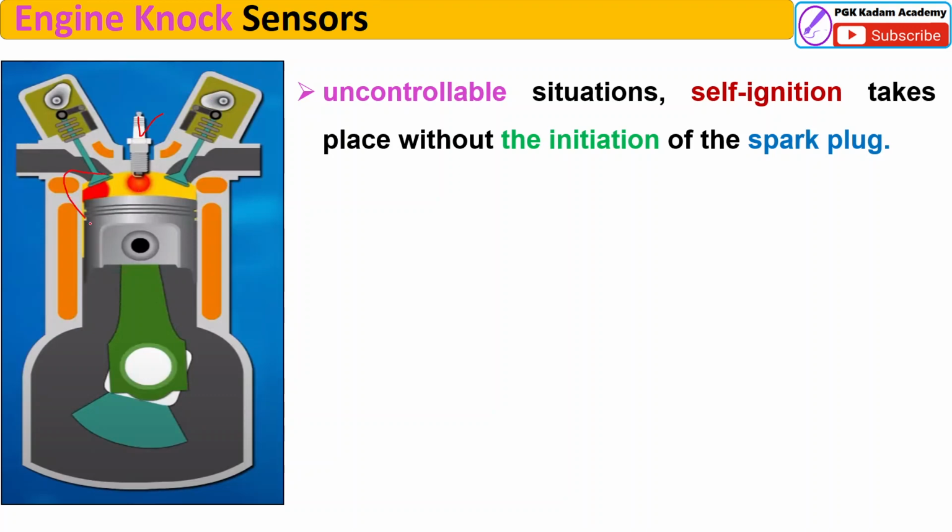Here you can observe the uncontrollable situation. Self-ignition takes place here, and meanwhile, the spark plug also ignites the air-fuel mixture from another point, and thus inside this cylinder, two points are ignited. You can observe here the red mark, one point, and another point ignited, and the flames from these two points collide with each other.